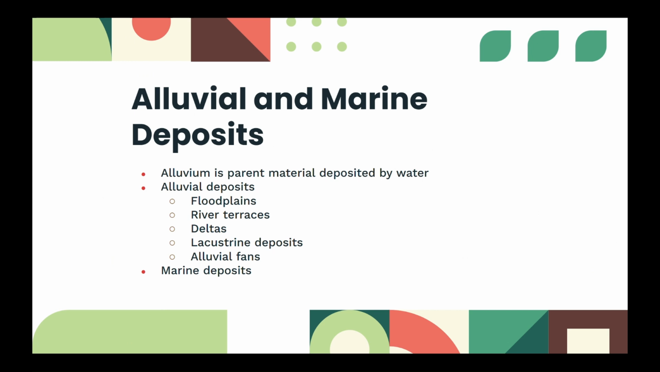Material deposited by water sources becomes alluvium, which may eventually form soil. Alluvium can be broken into 2 categories. Where alluvium is deposited by saltwater, we have a marine deposit. Where it's deposited by freshwater, we have an alluvial deposit. Depending on where it was deposited, there can be 5 types of alluvial deposits.